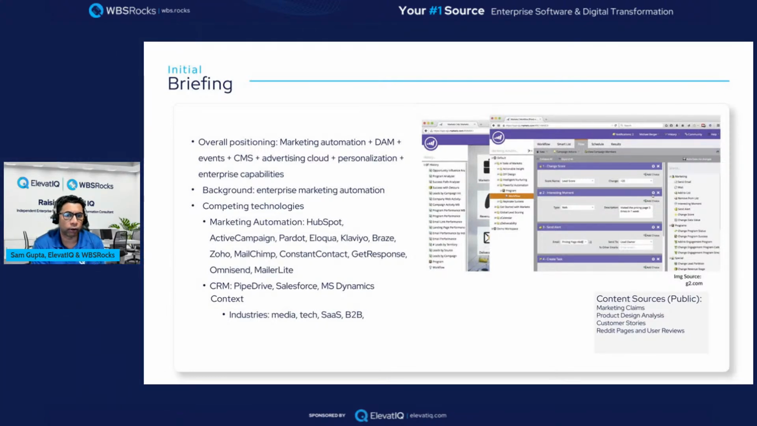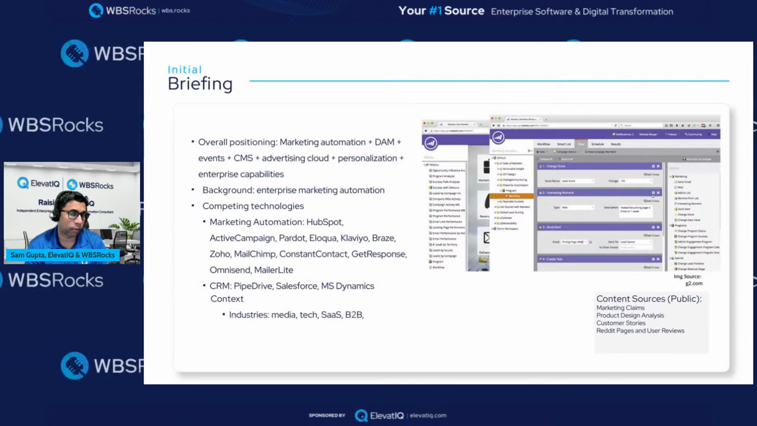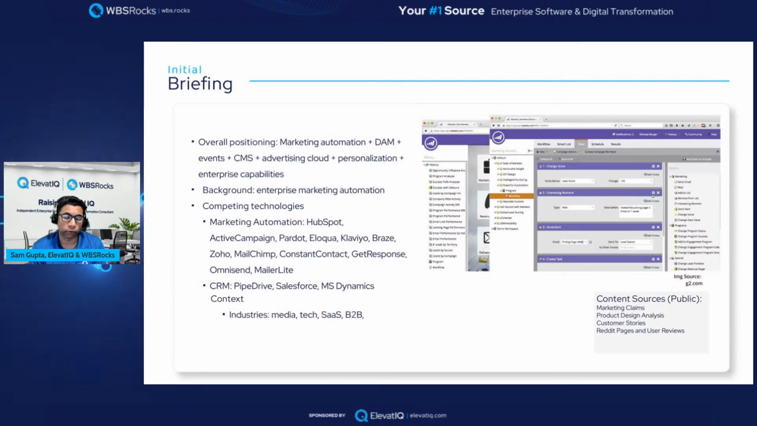The industries where you are going to notice them are probably media, tech, anything and everything that is slightly more creative-heavy, very heavy on marketing. That's where you are going to see Marketo a lot. SaaS and B2B are very common scenarios as well for Marketo.